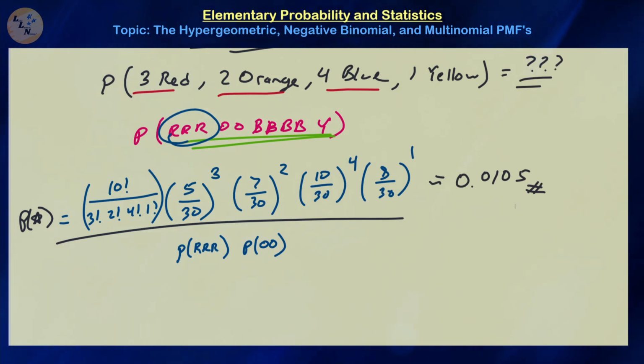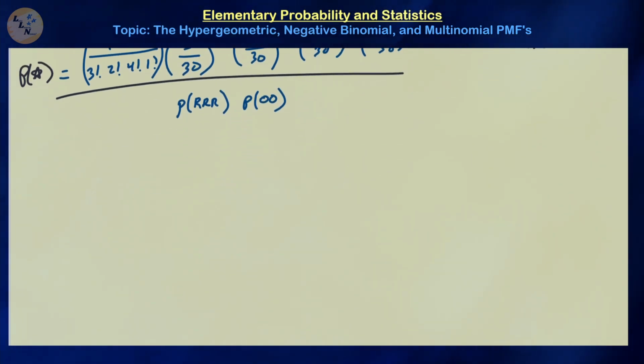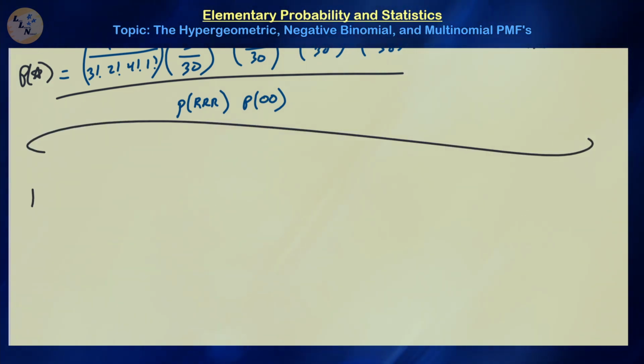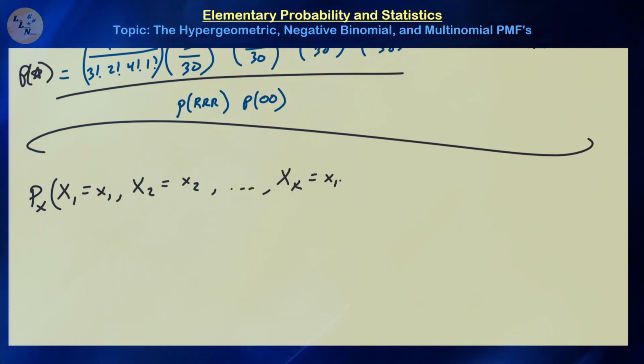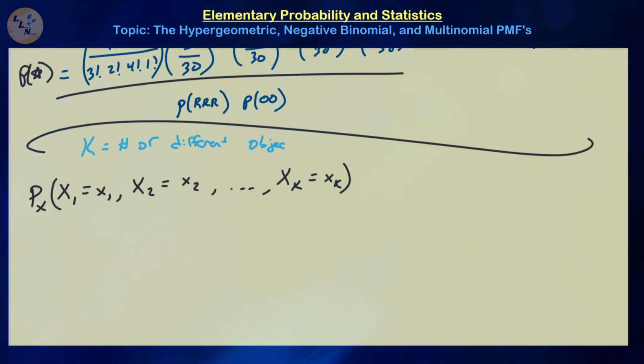So that is at least an example of the multinomial distribution. Let's write out the exact, theoretical form of it. Again, this has several random variables. X1 is going to be the number of red marbles, for example. X2 is the number of orange marbles. Technically you could have k different objects, so we let k be the number of different objects in the sample space that I'm selecting from. And this is going to be equal to what?